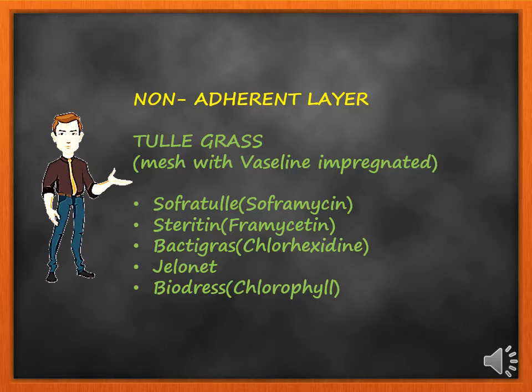Steritin is another tulle gras, wherein the antibiotic present is framycetin. So alongside the mesh and the Vaseline, you have framycetin. And then you have Bactigras. Bactigras is another tulle gras, wherein the antiseptic agent present is chlorhexidine, and then you have Jelonet. Jelonet is just made up of only a mesh and Vaseline.